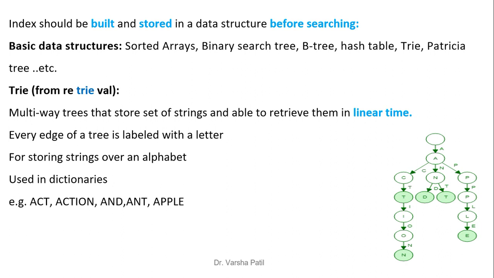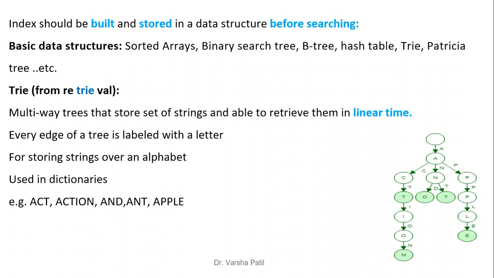So initially, when the database or data set or set of documents is fixed, at that time we need to do indexing before designing the remaining part of the IR system, that is, the retrieval model. Basic data structures are sorted array, binary search, B-trees, hash table, trie, and Patricia tree. Now trie is used in the inverted file. So trie is from retrieval.